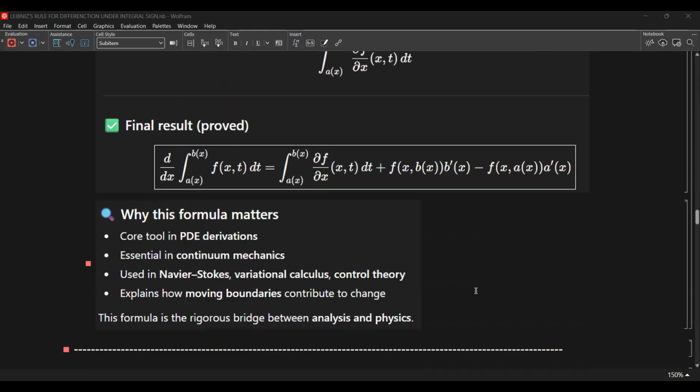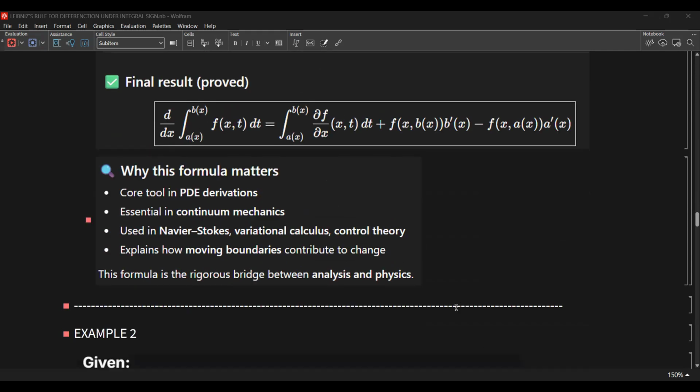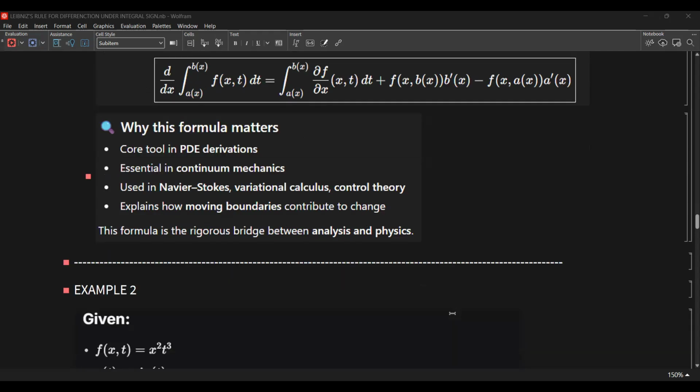So why does this formula matter? This is a core tool in PDE derivation, essential in continuum mechanics, used in Navier-Stokes, variational calculus, and control theory. It explains how moving boundaries contribute to change. This formula is the rigorous bridge between analysis and physics.